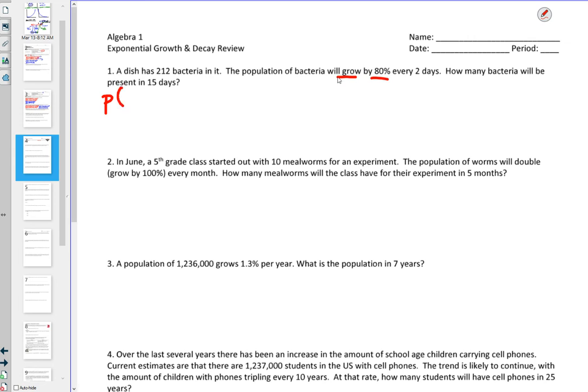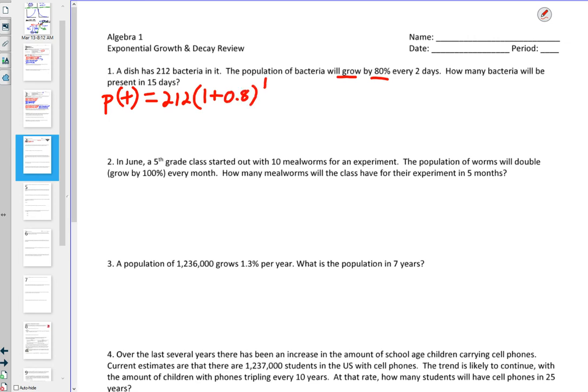What is that going to depend on? Also time, but now we're measuring time in a different unit. Well, it's being measured in days, instead of years. What's the initial amount? Yes, 212 times the growth factor starts at 1 because it's a growth, we're going to add. What is 80% as a decimal? 0.8.